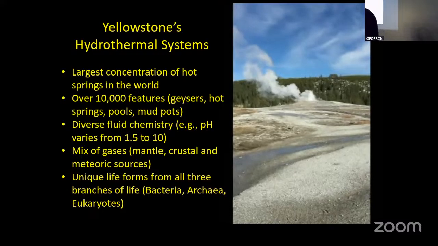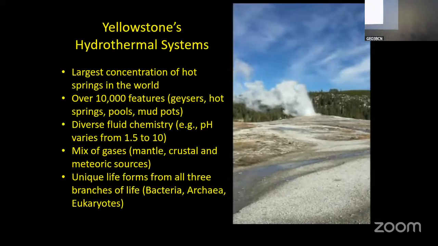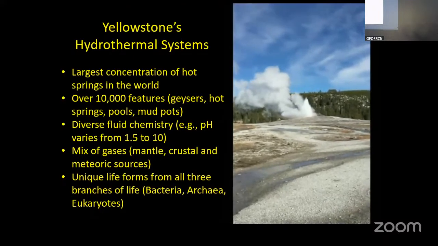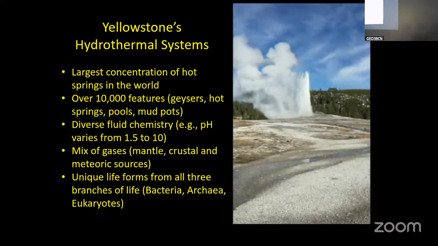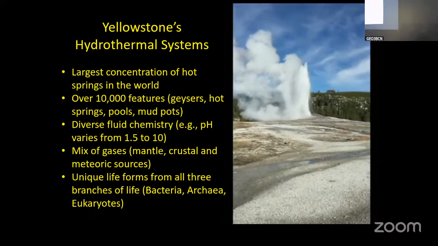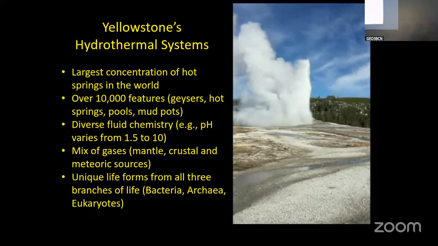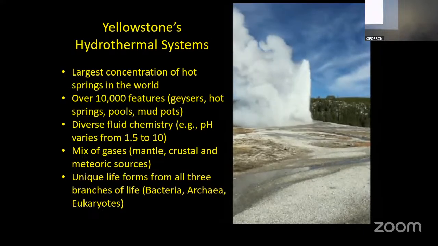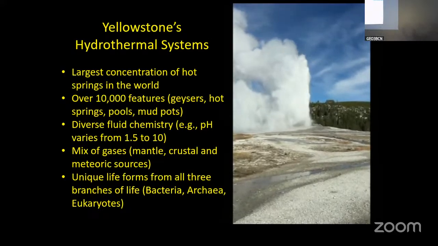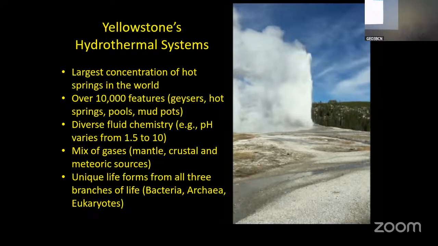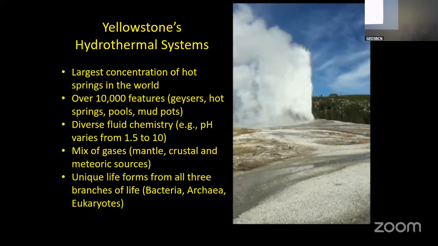But Yellowstone is a great scientific environment, especially if you're interested in geyser systems or hydrothermal systems, because it basically has the largest concentration of hot springs on the planet. There's over 10,000 features between the geysers, the hot springs, the pools, the mud pots that exist. There's a diverse fluid chemistry in each of these things. What you're seeing on the right there is Old Faithful, so the very iconic geyser within Yellowstone. There's a mixture of gases, mantle origin, crustal origin, and meteoric sources that all mix to basically affect things.